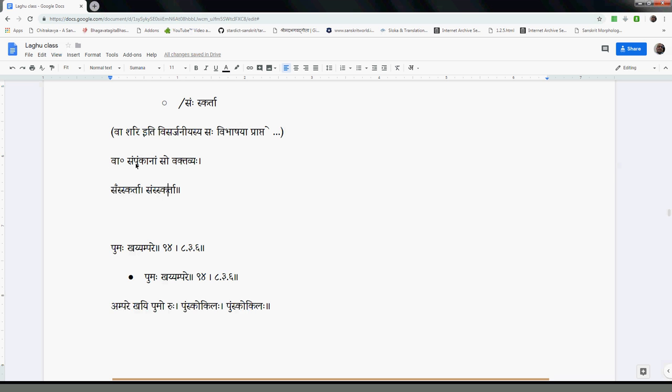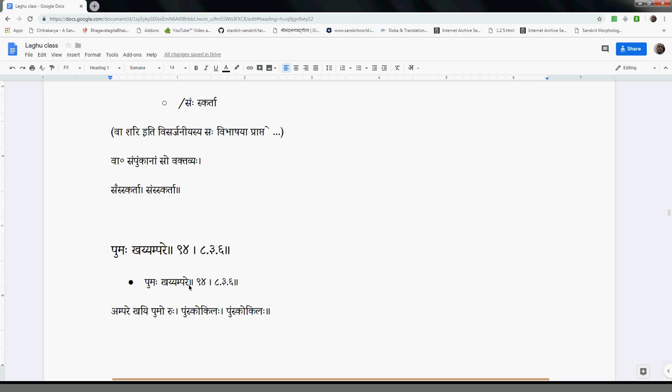But this vartika says that when sam, pum and kan, these three entities exist, there saha should be mentioned, sakara should be an adesha which is not an option to visarga. It will always be a sakara here. Therefore samskarta or samskarta, these are the forms. Next sutra deals with the pum. This vartika is based to deal with all these sutras which are coming further. Pum khayam pare is also included there. Pum is dealt with, and what happens in case of pum is also mentioned here in the vartika.